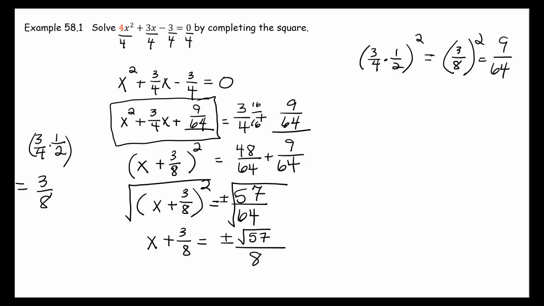Now to solve for x, we're just going to subtract 3/8 on both sides. So we will get x equals negative 3/8 plus or minus the square root of 57/8. That would be your final answer. Those are the two solutions for x, negative 3/8 plus the square root of 57/8 and negative 3/8 minus the square root of 57/8 are the two solutions to this equation.